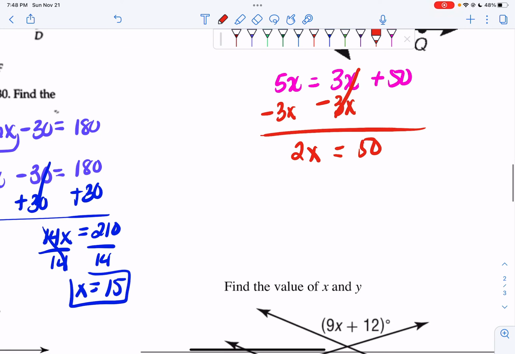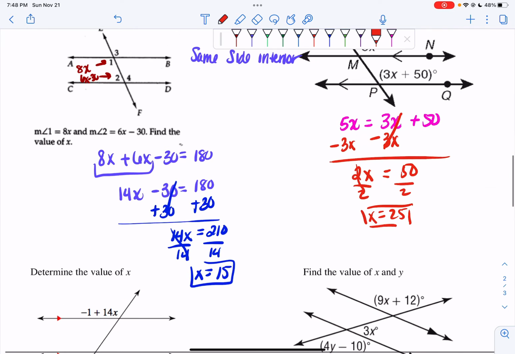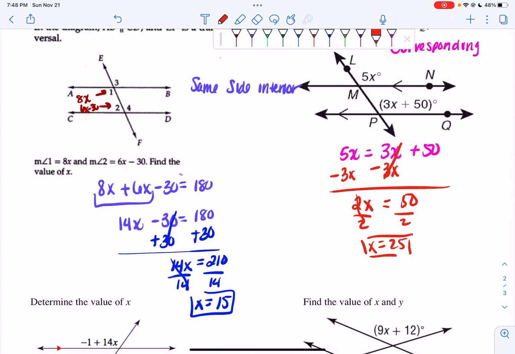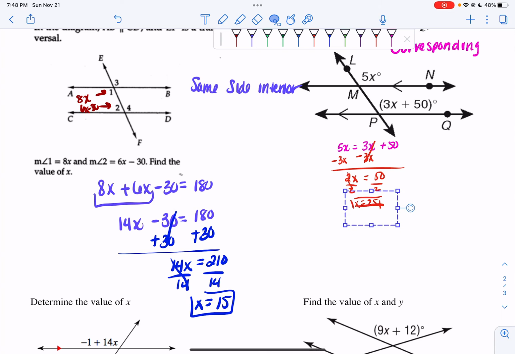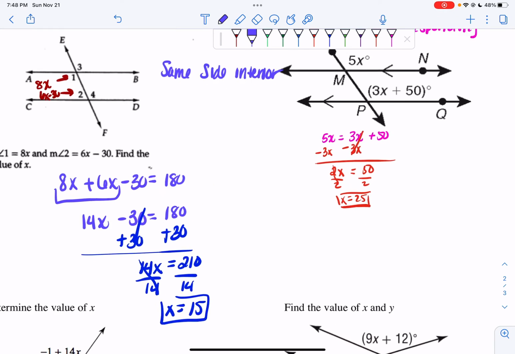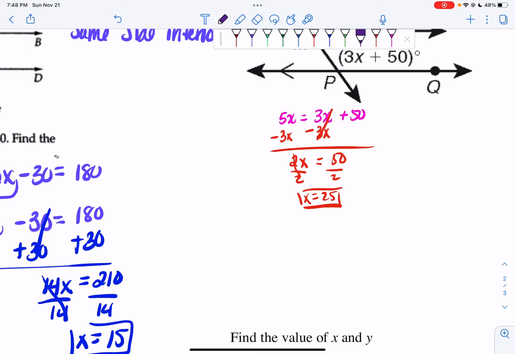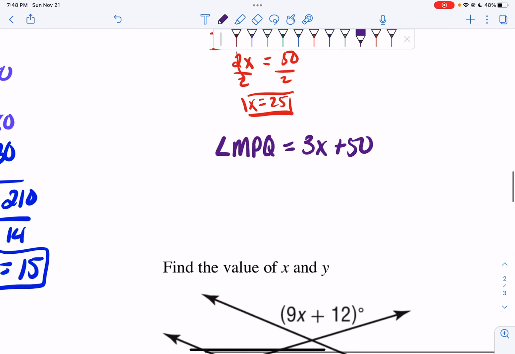And then to get rid of my 2, I divide by 2 on both sides of my equation. So I get x is equal to 25. But here's the issue. The question's asking for the value of MPQ. So everywhere I see an x, I'm going to substitute a 25. So we know angle MPQ is 3x plus 50. So I'm going to substitute 25 in for x.